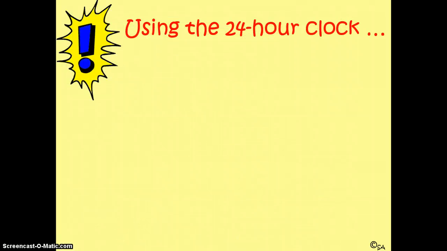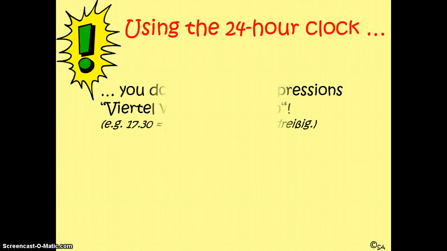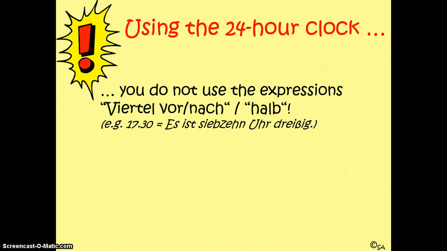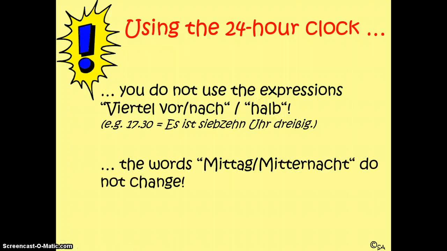So what do we have to remember using the 24-hour clock? We do not use the expressions Viertel vor, quarter to, Viertel nach, quarter past, and halb, which means half. So they do not exist in the 24-hour clock. We only use those expressions in the 12-hour clock. So an example of the 24-hour clock, we would say es ist 17:30 Uhr, so 5:30 p.m. And the words Mittag and Mitternacht, they do not change. They're set words. They do not change no matter if you use the 12-hour clock or the 24-hour clock.